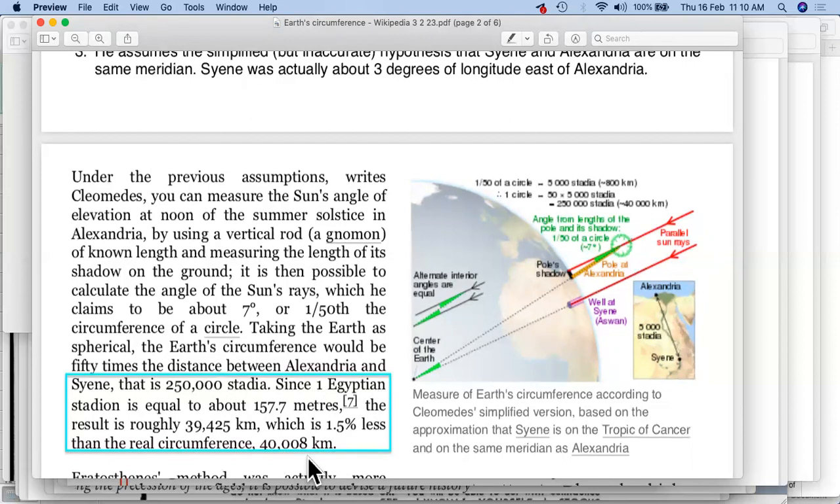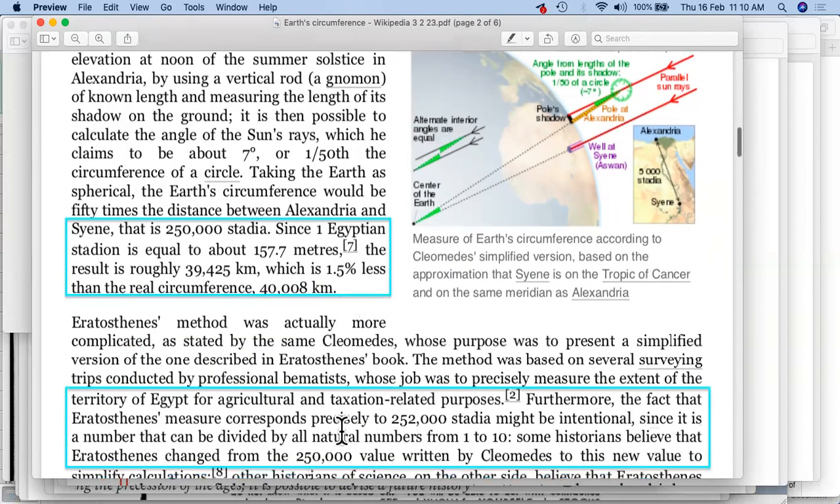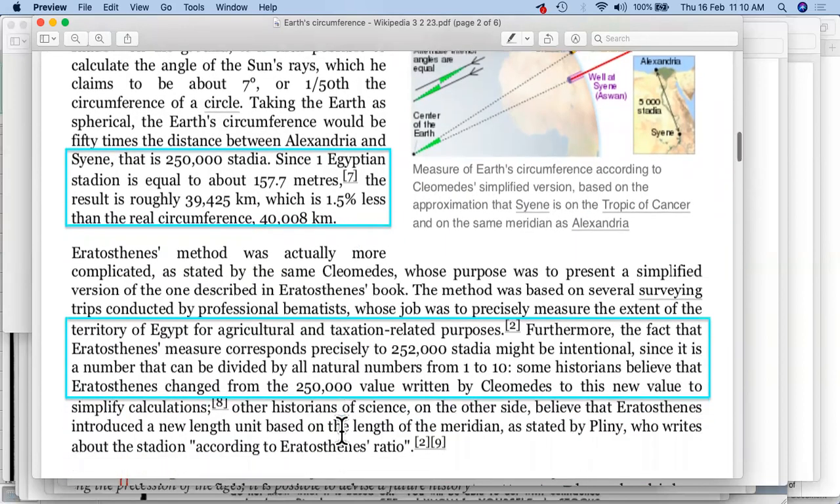40,008 kilometers. So these are different, right? So probably there was an error because they didn't consider the flattening of the Earth. So those were the calculation errors which were there, and they did rectify that.